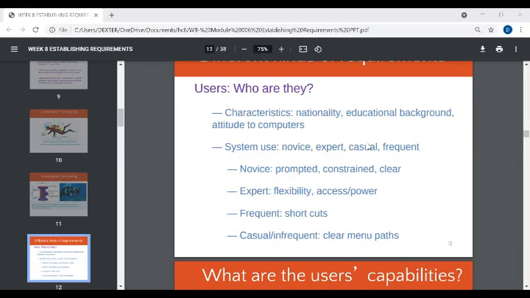In addition, a user may be a novice, an expert, a casual, or a frequent user. These affect the ways in which interaction is designed. For example, a novice user will require step-by-step instruction, probably with prompting and constrained interaction backed up with clear information. An expert, on the other hand, will require flexible interaction with more wide-ranging powers of control. The collection of characteristics for a typical user is called a user profile. So any one product may have several different user profiles.